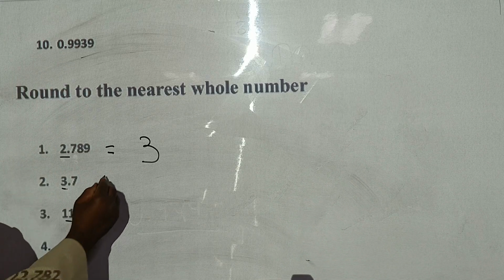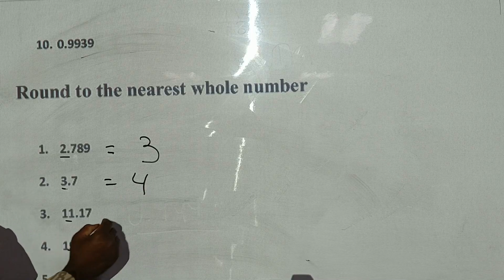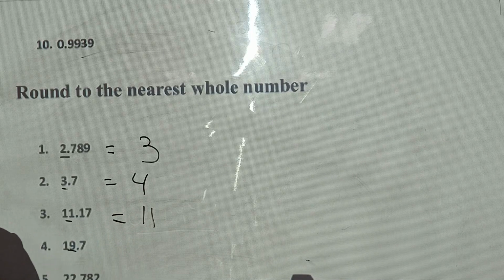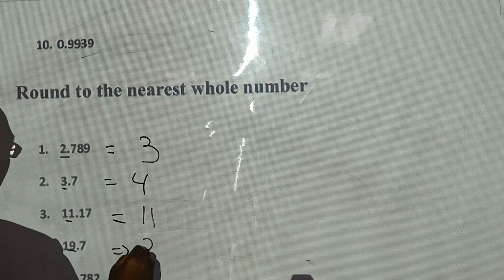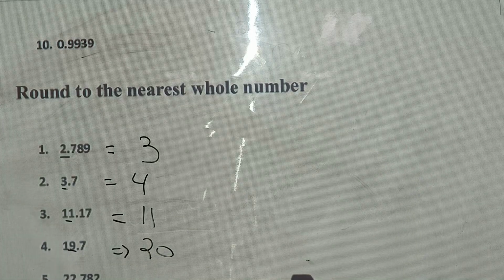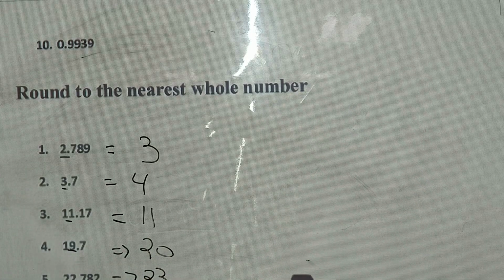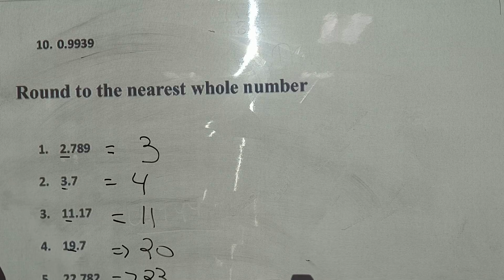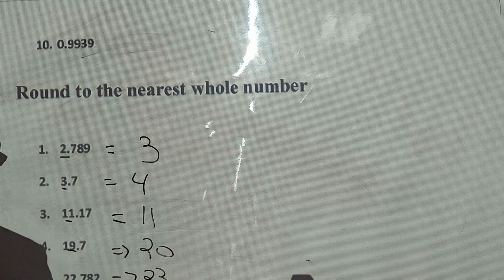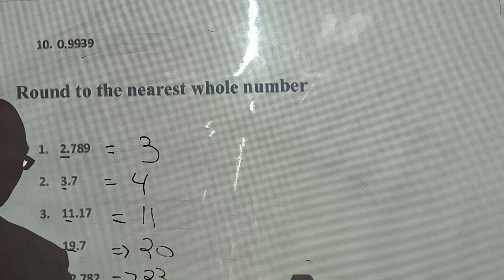So 3.7 becomes 4. 11 will drop everything, remain 11. 19, it becomes 20. 22.7, it will become what? 23. 43, since the number right after that is less than 1, so this will remain 43. All right?